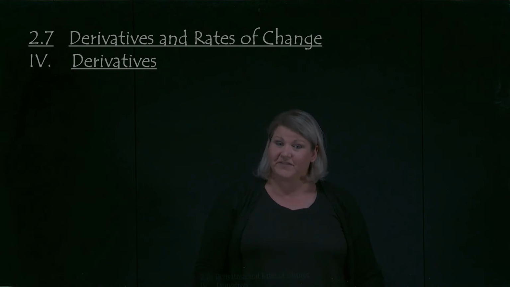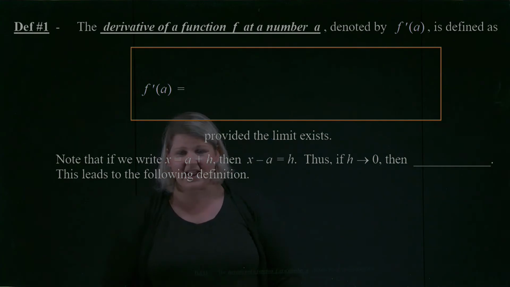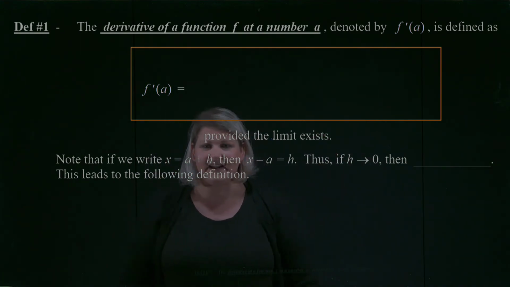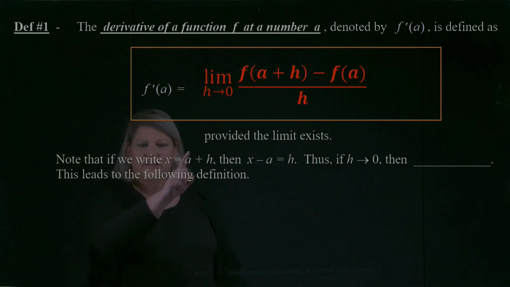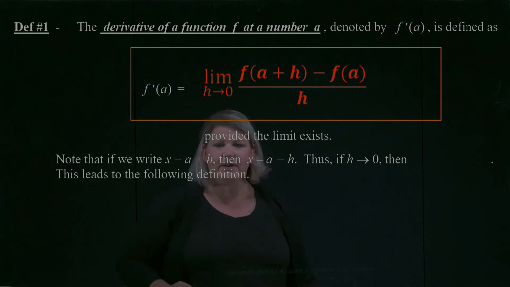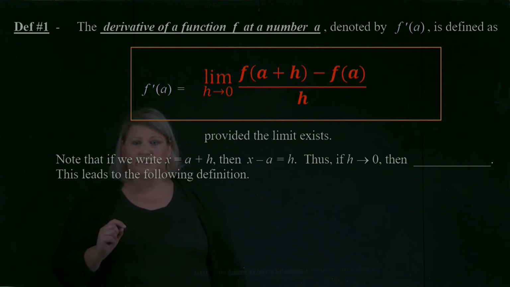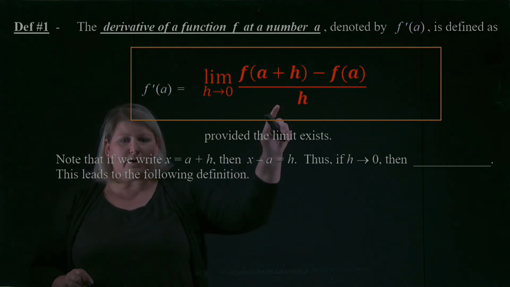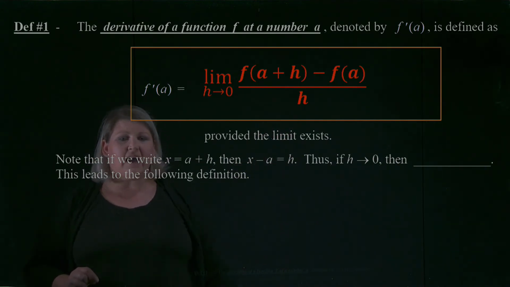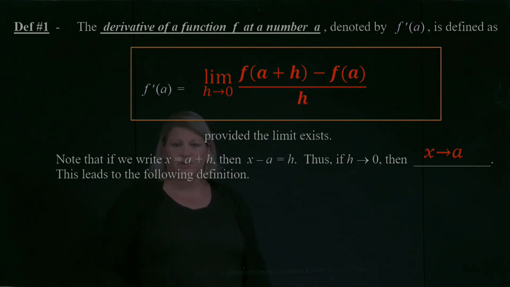We're going to look at derivatives. The derivative of a function f at a number a, denoted by f prime of a, is defined by this very familiar looking limit, don't you think? As long as this limit exists, this is how we can find f prime of a. Prime tells us that we're looking for the derivative. Notice that if we write x equals a plus h, and then we subtract, we end up with h. That's why if h approaches 0, then x is approaching a. And then this leads to the next definition.